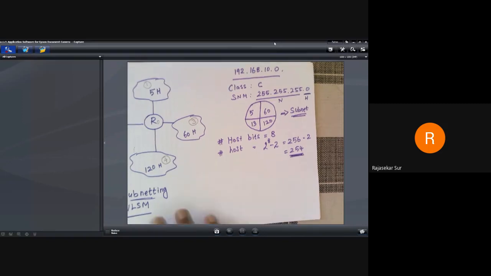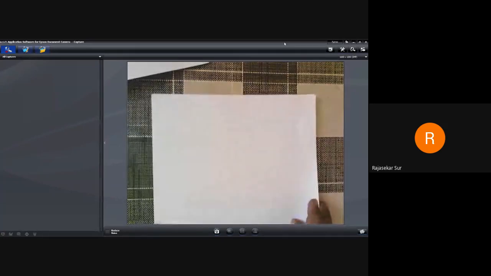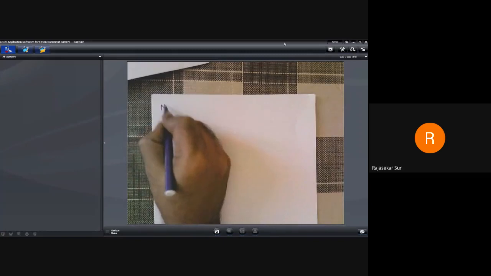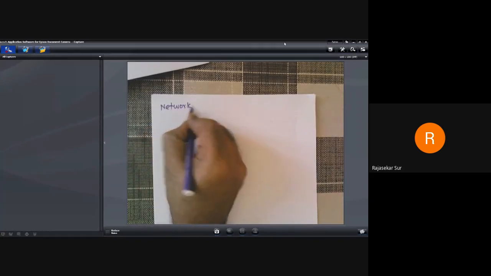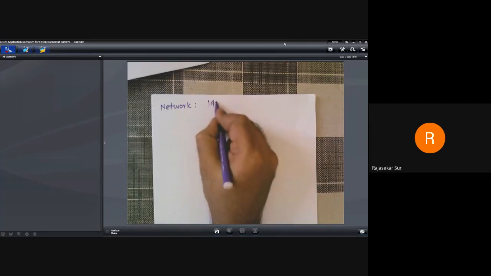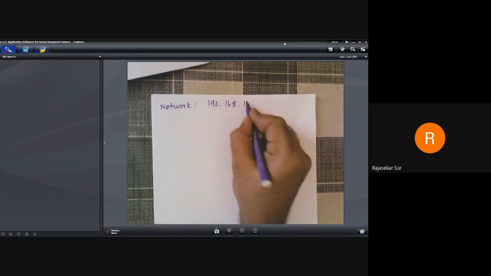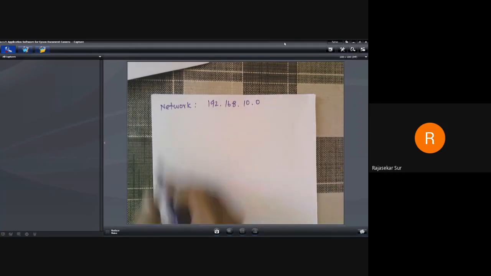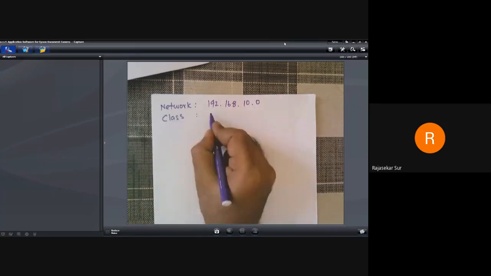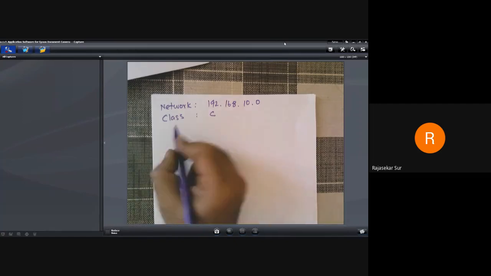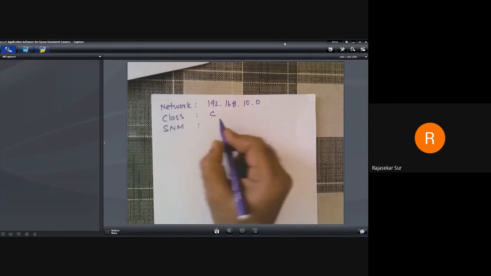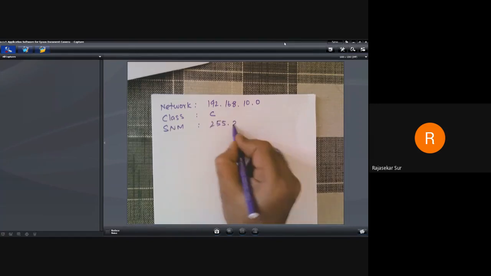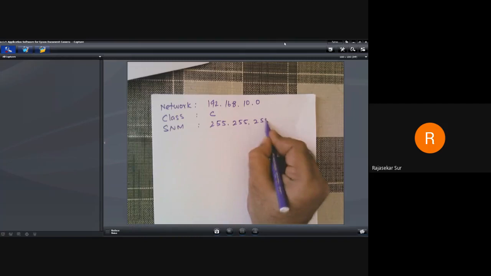Now I'm going to start the problem. How do we have to write the problem? I'm taking a new sheet. Now you can just follow me. The first step is step number 1. What is the network given? The network given to us is 192.168.10.0. What is the class of this? Class is C. Then what is the subnet mask? The subnet mask is 255.255.255.0.